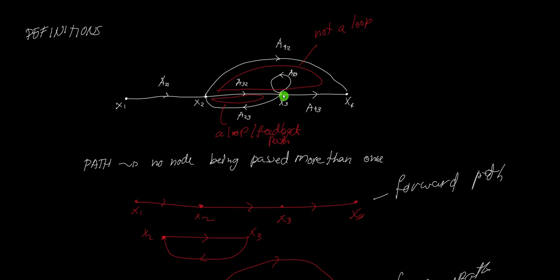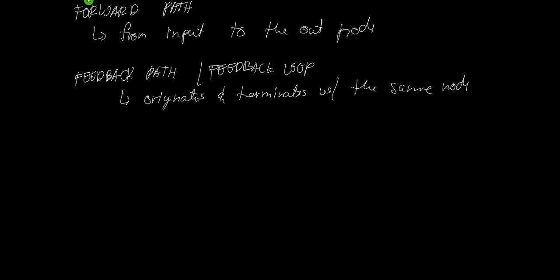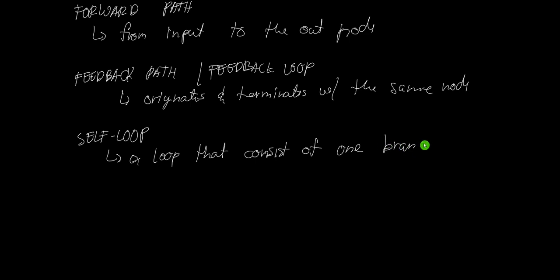How about this one here? It also starts with the same node and ends with the same node. But the only difference from the other loops is that it only has one branch connecting to that node. It's also a loop because it starts and terminates with the same node, and it's a special loop. We call it a self loop. It's a loop that consists of one branch.